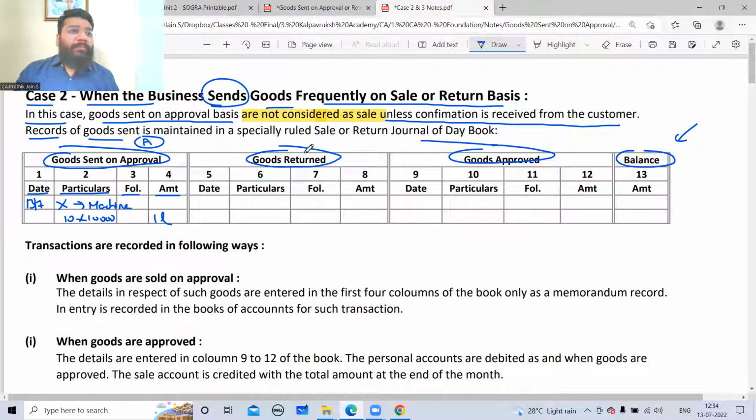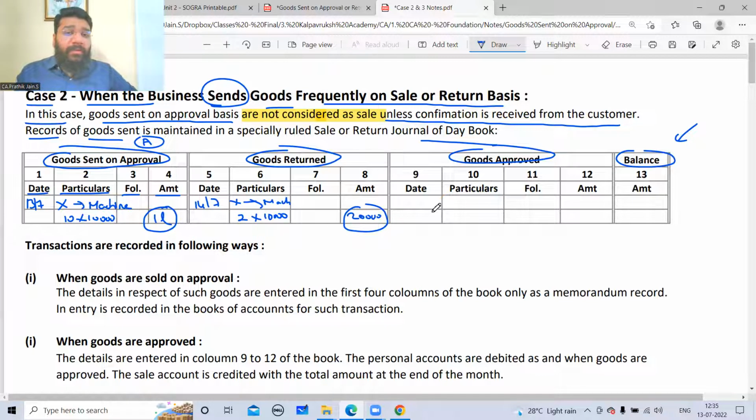Next is the goods return column. So within 31st of March, the customer may tell that out of these 10 machines, 2 are defective. So I'm returning. So date of transaction, let's suppose on 14th of July, he says that, sir, of the 10 machines, 2 are defective. So X has sent the machines back. How many machines are sent back? 2 machines costing 10,000 each. So amount is what? 20,000. So 1 lakh worth goods has been sent. From that, 20,000 worth of goods has been returned.